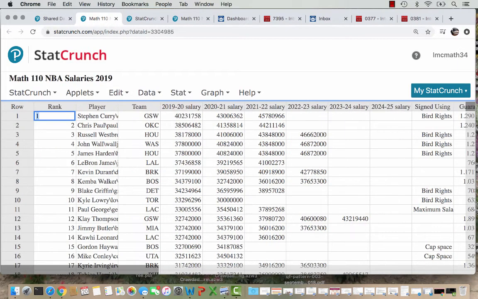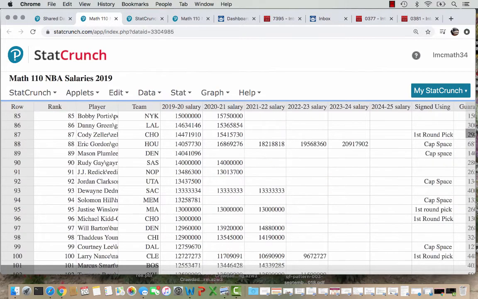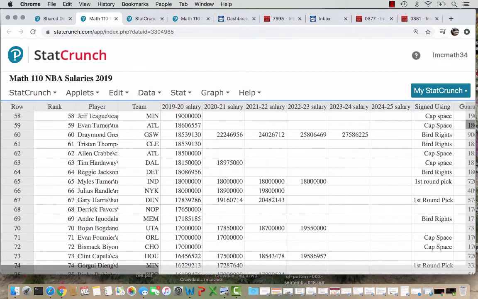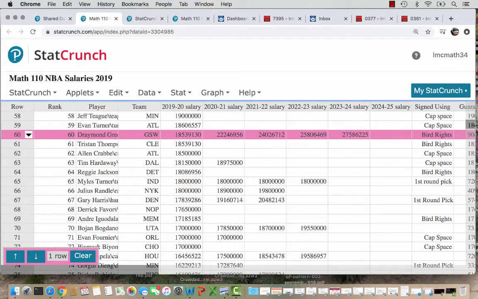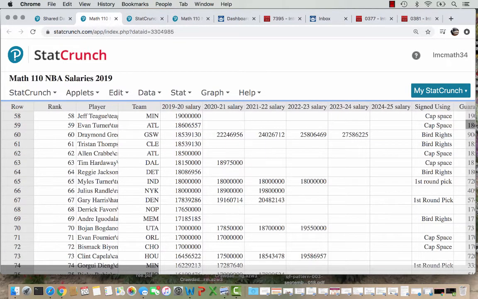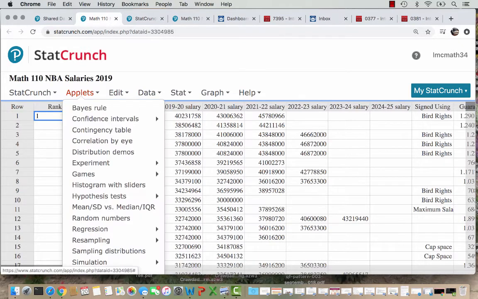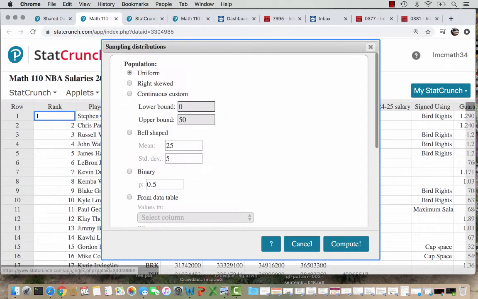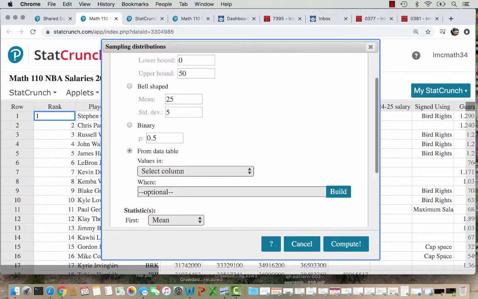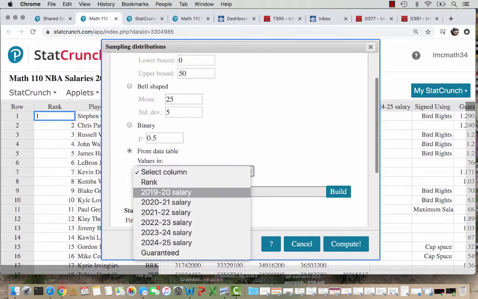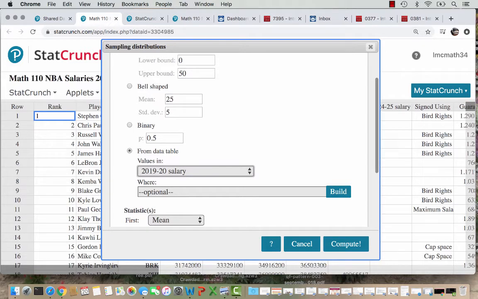And I'm going to arrow back so I'm back here at the beginning in the top corner. You can scroll through and find all your favorite players. So here's my favorite player in row 60, Draymond Green from the Golden State Warriors. So we'll go to applets, sampling distributions. And then we're going to scroll down to the choice to pick our data from a table. And we're going to choose the column 2019 to 2020 salary.